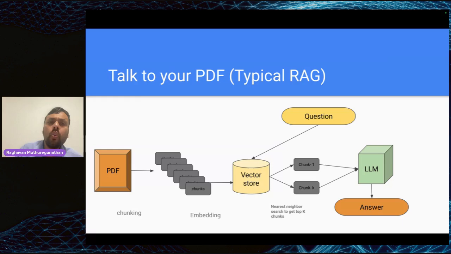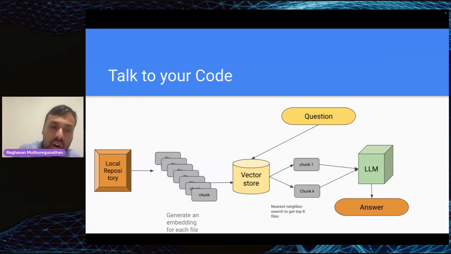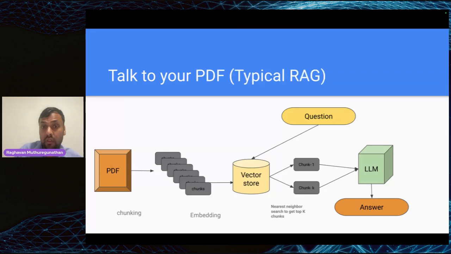I was thinking, why don't we do the same for a local repository where you break down the contents of a repository into smaller chunks? And the chunk could be a file, and generate an embedding for each of those files, and store it in a vector store. When there is a question, you again do the nearest neighbor search to get top k chunks or files, and then send it to an LLM, and you get your answer. Simple, right?